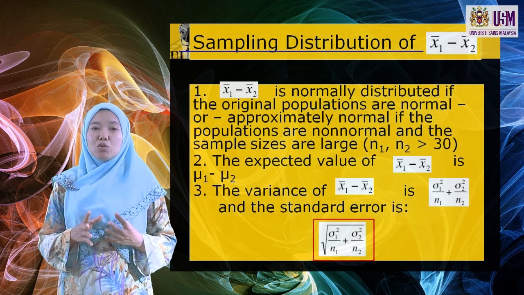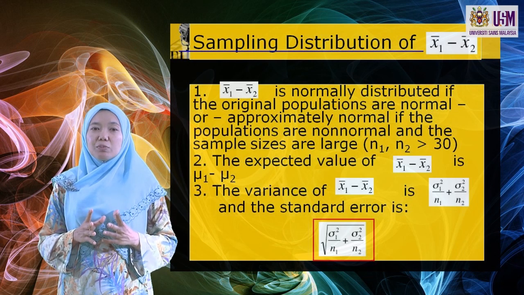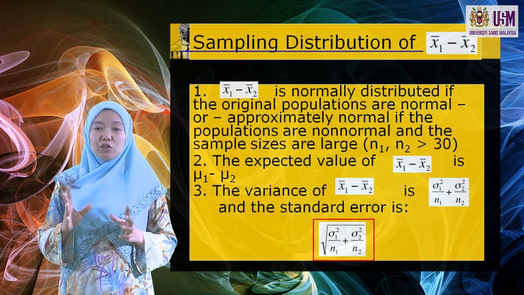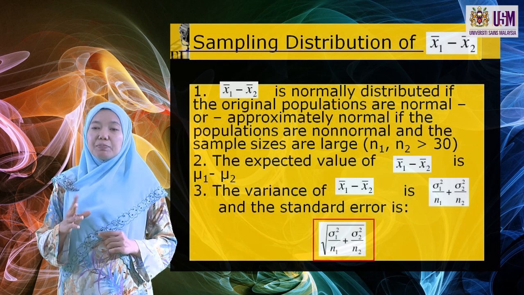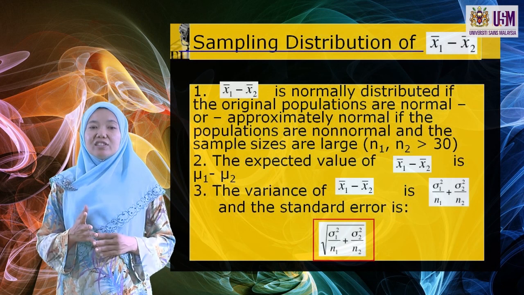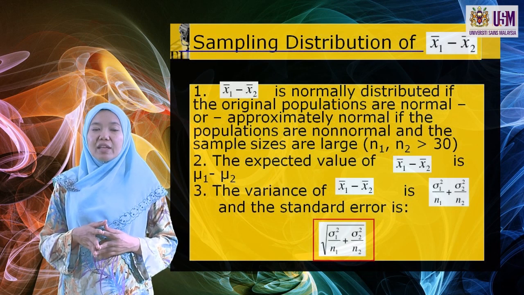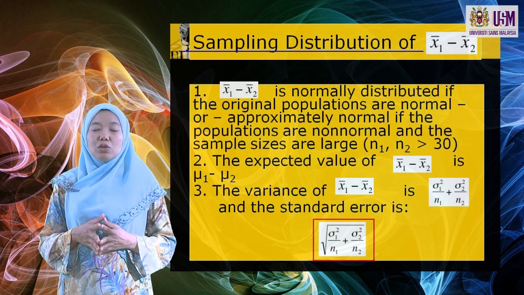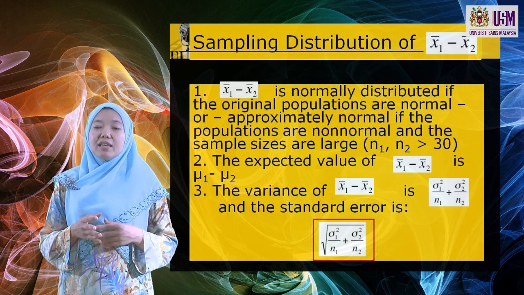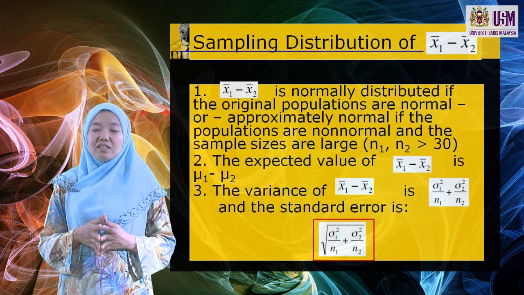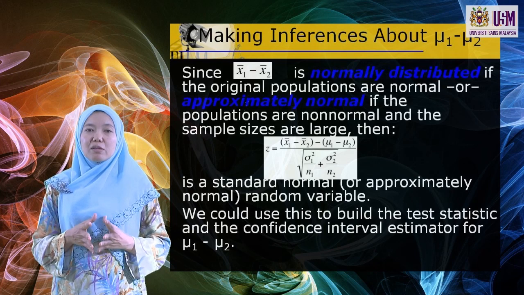The first characteristic is that x bar 1 minus x bar 2 is assumed to be normally distributed if the original populations are normal, or approximately normal if the populations are non-normal but the sample sizes are large, meaning n1 and n2 are each greater than 30. The second is that the expected value of x bar 1 minus x bar 2 is mu 1 minus mu 2. The third is that the variance of x bar 1 minus x bar 2 is sigma squared 1 divided by n1 plus sigma squared 2 divided by n2. The standard error is the same, except that we take the square root of everything. How do we make inference about mu 1 and mu 2 based on x bar 1 minus x bar 2?